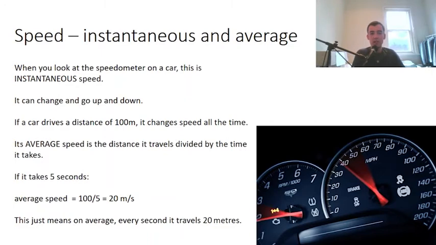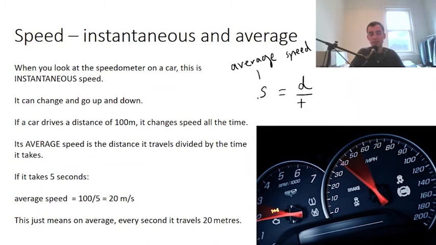So if a car drives a distance of 100 meters, it changes speed all the time. If it's not moving at the start and it has to accelerate, then it will be changing speed for a lot of the time. Its average speed is, again, what we just did: average speed, call it S, equals the distance it travels divided by the time it takes. So this is average speed.